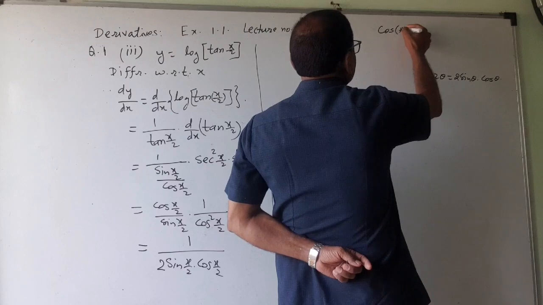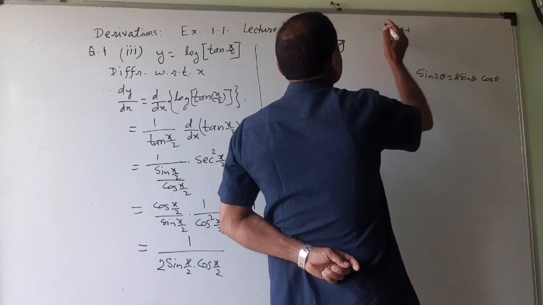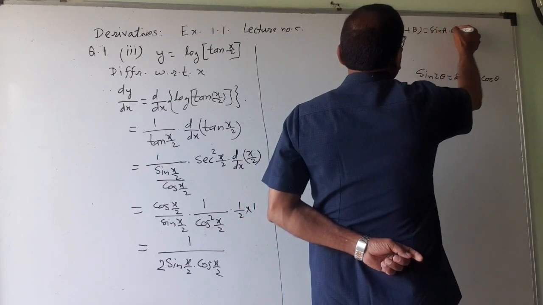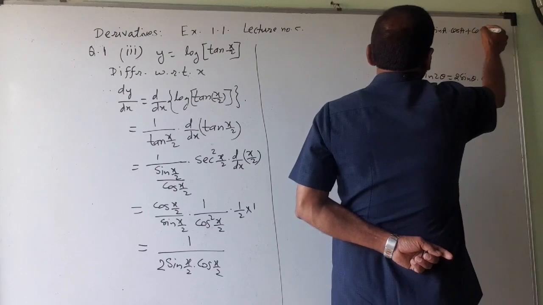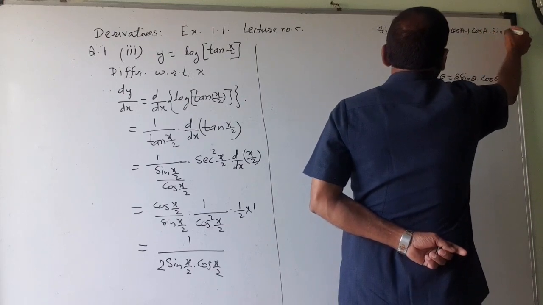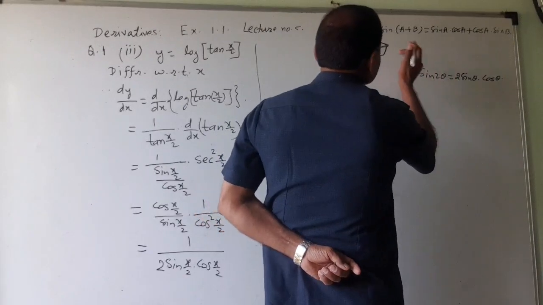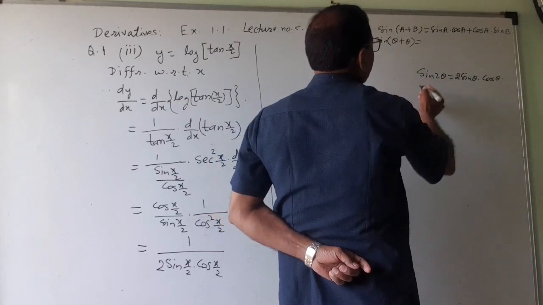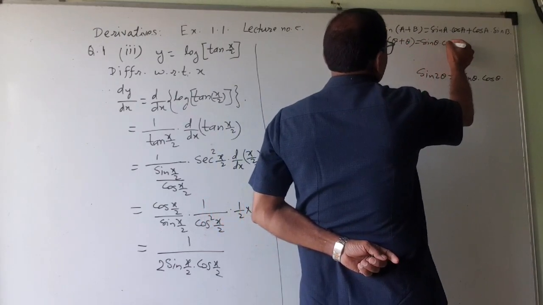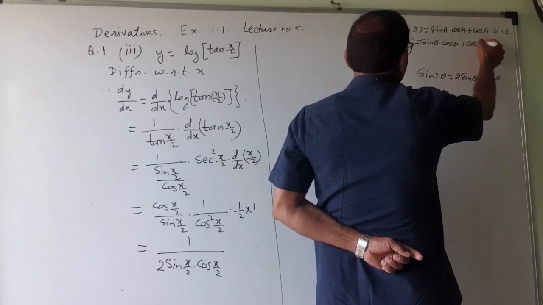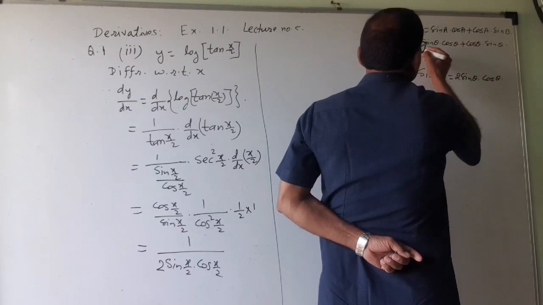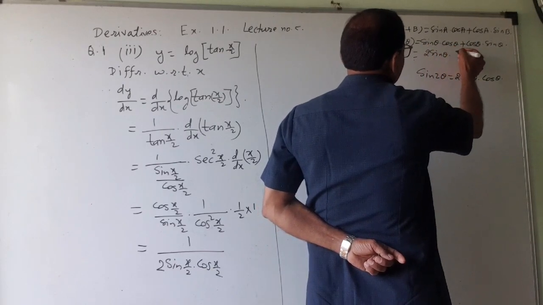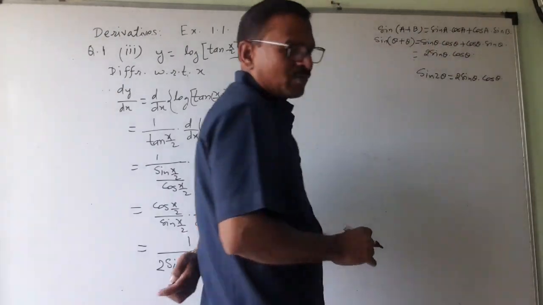Sin of a plus b is equal to sin a into cos b plus cos a into sin b. This is the basic formula. Now I want to see this sin of 2 theta. I can write it like this: sin of theta plus theta is equal to sin theta into cos theta plus cos theta into sin theta. These are the same things, just alternate. So 2 sin theta into cos theta. This way this formula has come.